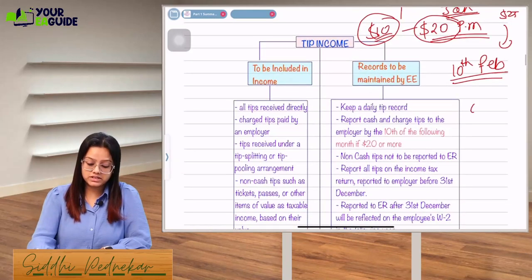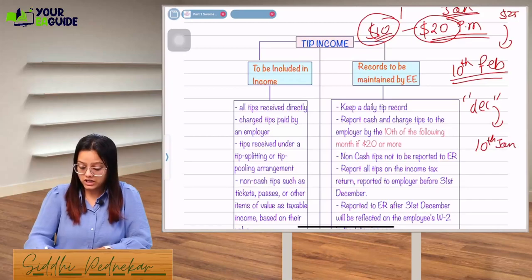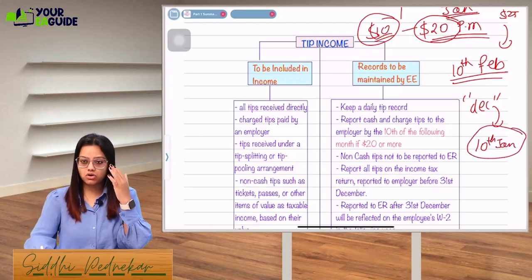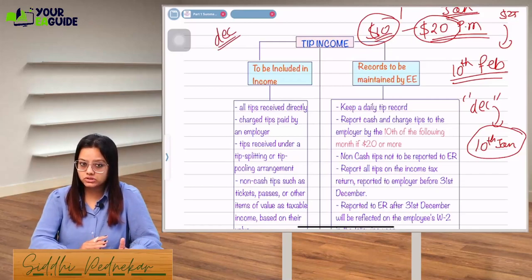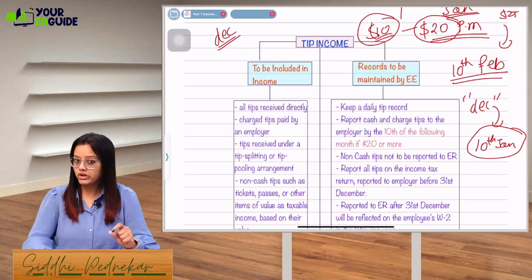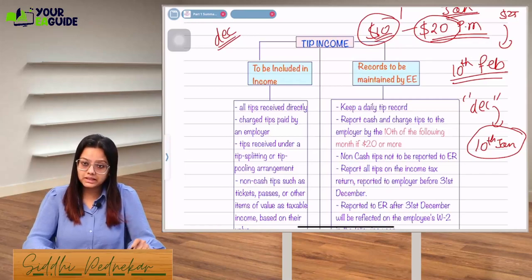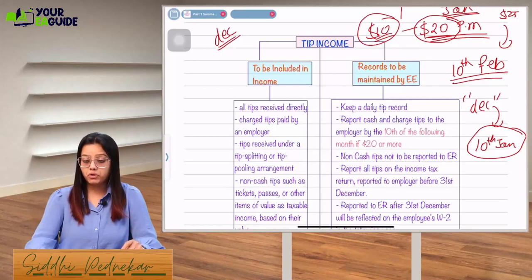Now what will happen if it's the December month? What is the due date to report it to the employer? It is the 10th of Jan. You have to remember this date in case of December tips, and mostly the question will be based on December tips only, because most complexities are there. When you're liable to report, when your per month tip income is $20 or more, and you report it before the 10th of next month, means before the 10th of Jan, then what will happen?